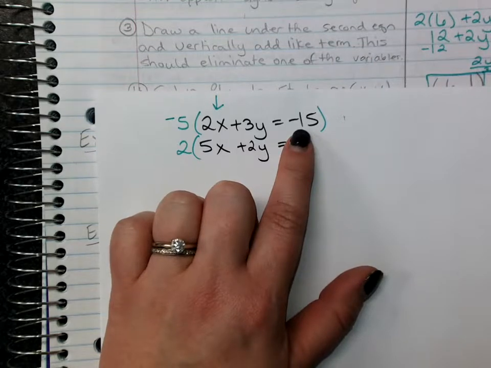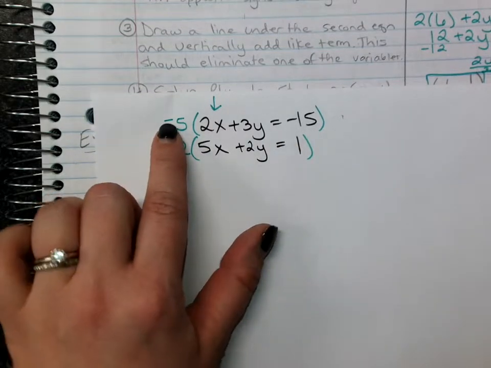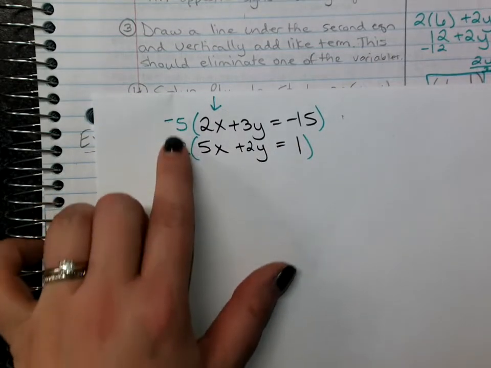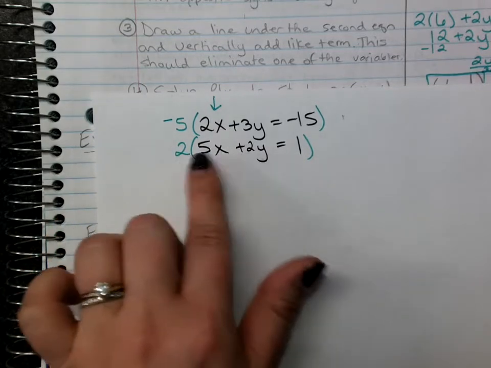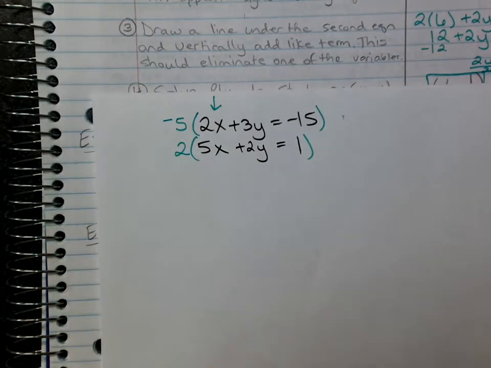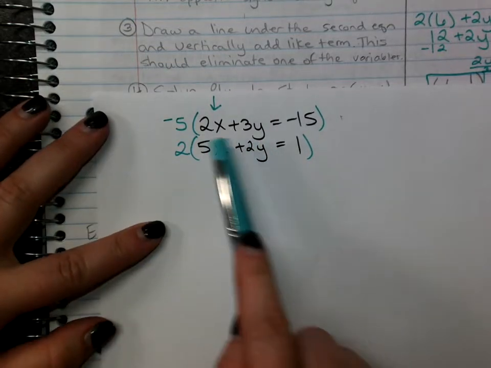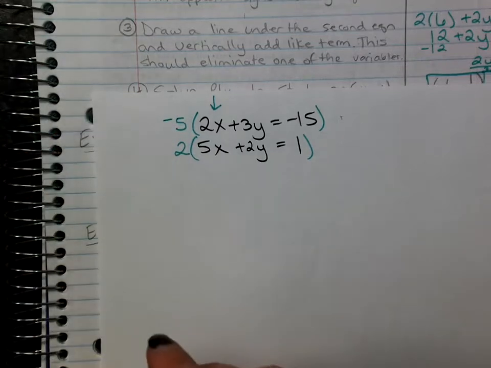So that's why I chose the negative on top. But it's up to you if you put the negative on the top or the bottom. And again, it's up to you if you choose x's or y's to eliminate. So lots of choices there. There's more examples in your book, but you can choose which variable you want to focus on and which one you want to make negative.